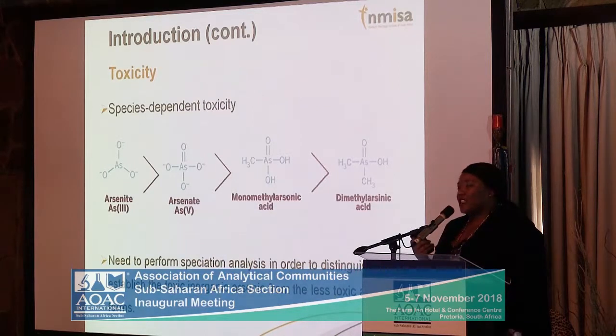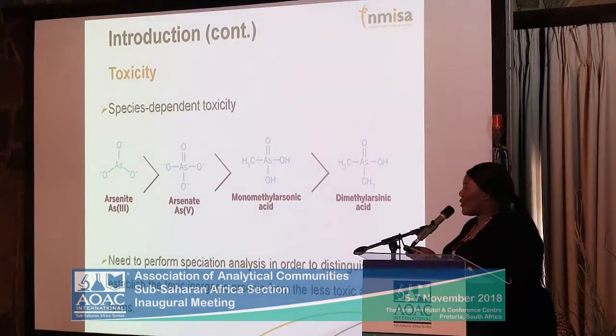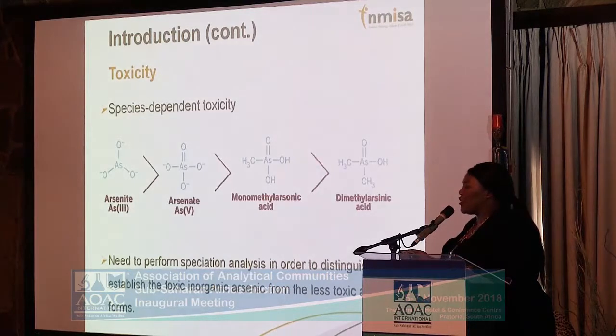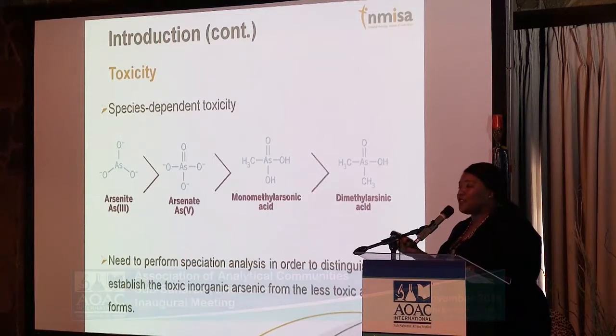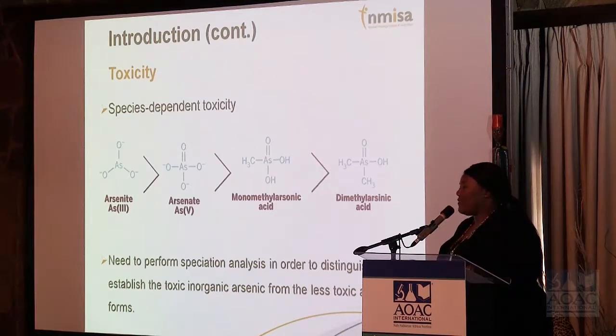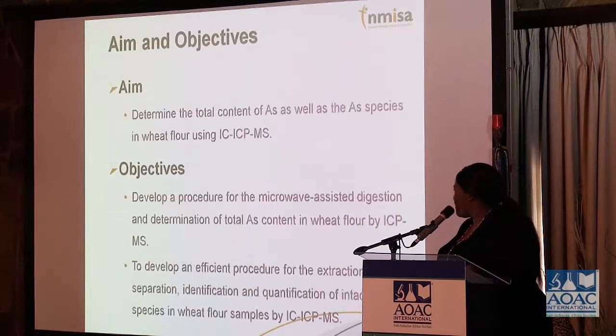So not all forms of arsenic are toxic to the human body. It's mainly your inorganic arsenic, which is your arsenic 3 and arsenic 5, which are highly toxic. You have your methylated forms of arsenic, MMA and DMA, which are less toxic. You also have other forms such as arsenobetaine and arsenocholine, which are mostly found in fish, but those are not very harmful. This has prompted a need for us to perform speciation analysis in order to distinguish between the toxic inorganic arsenic from the less toxic organic forms of arsenic.